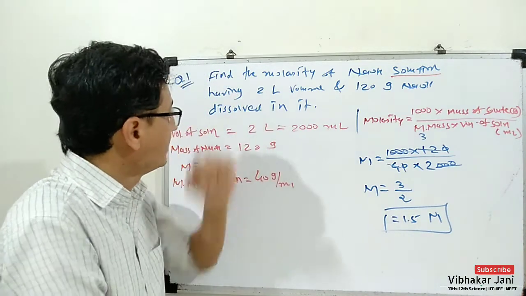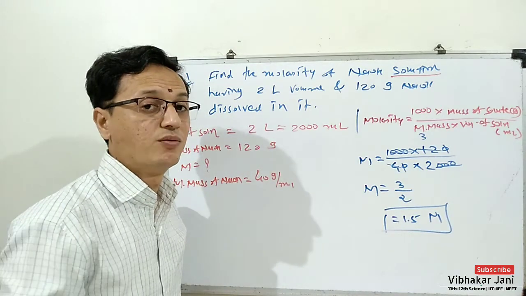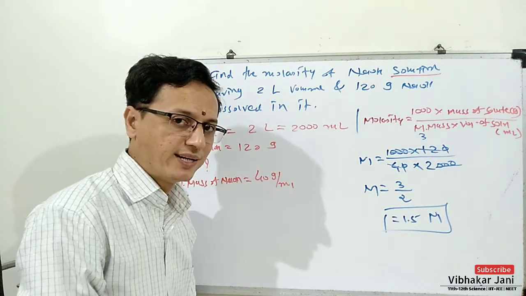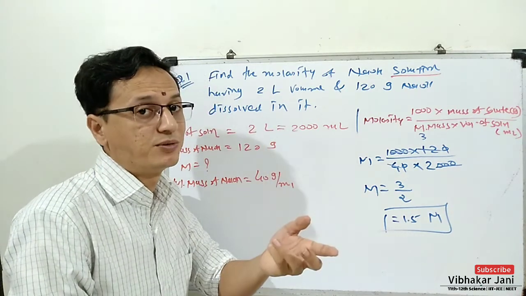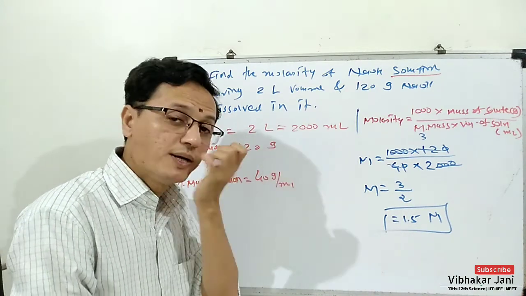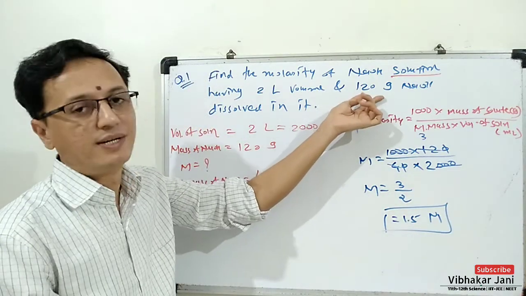Here we have 2 liter solution. Each liter solution contains 1.5 mole NaOH. That means 2 liter solution will contain 1.5 multiplied by 2. That means 3 mole of NaOH, and 3 mole of NaOH means 3 multiplied by 40, that is 120 gram NaOH.